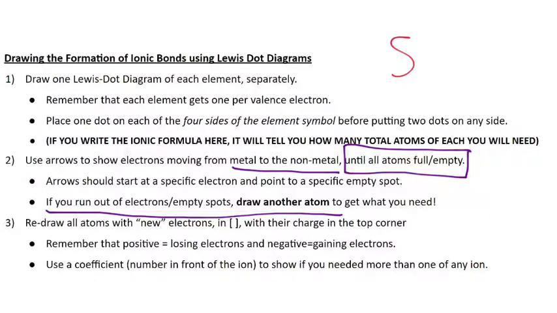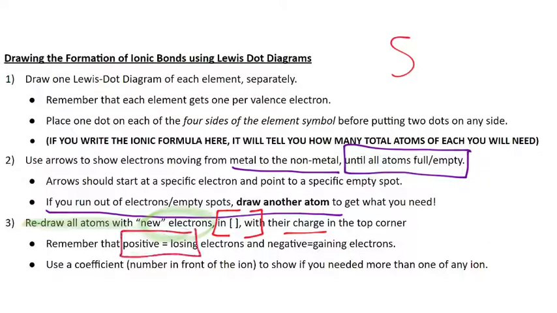And then step 3 is where we actually redraw those same elements, those same symbols that we had before with their new electrons. So at this point, everyone should be completely full and completely empty. We are going to put them in square brackets, and then we're going to write their charge in the top corner, like a +1 or a -1, based on how many electrons they've either gained or lost.